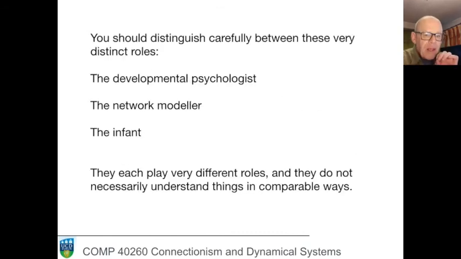So I guess I want you, from this now detailed example, to distinguish between the roles of the developmental psychologists with their choices, constructive activities and presuppositions, the network modeler with their choices, their presuppositions, and the infant, who's curiously not involved in all this. That is, the infant is being interpreted but is not really involved. I lament the absence of the actual infant and its life world in here. But each of these, the psychologist, the connectionist, and the infant, play very different roles, and they don't all necessarily understand things in comparable ways.